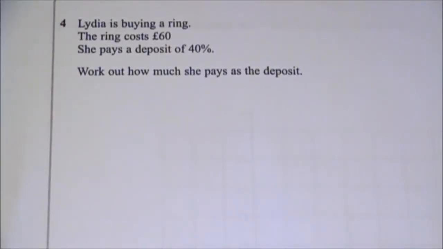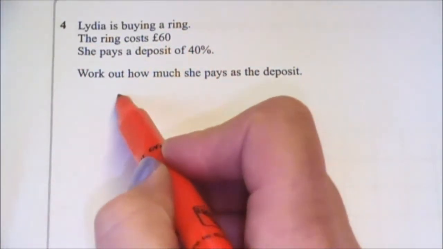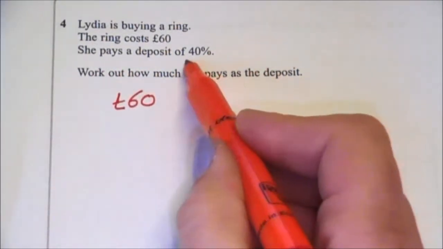Question 4 is a percentage question. You'd be lucky to get this one in exams, very straightforward. Lydia's buying a ring. The ring costs £60. She pays a deposit of 40%.